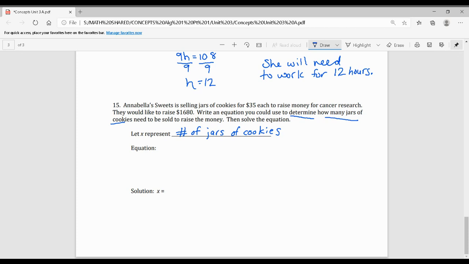Don't just say cookies. Don't just say jars. We want to be specific, right? If I just say jars, first off, jars of what? Second off, are you talking about how large the jars are? How many cookies are in it? No, we're talking specifically about the number of jars.